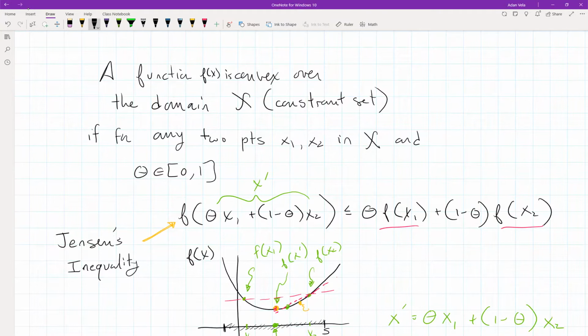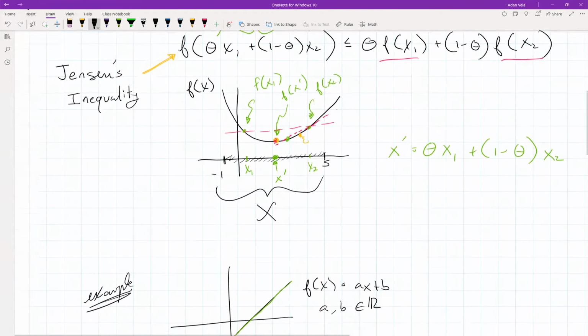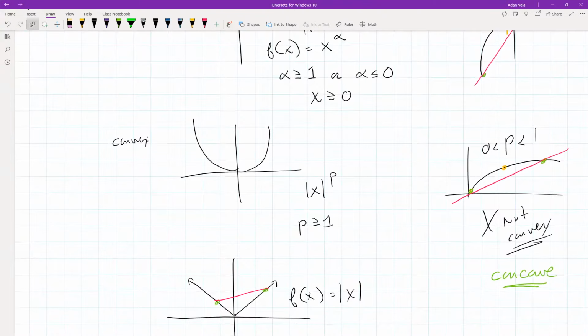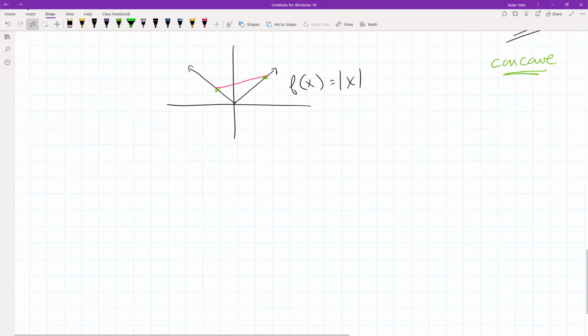Okay, so we're gonna do a couple of problems to prove convexity, just so you can see the structure of it.